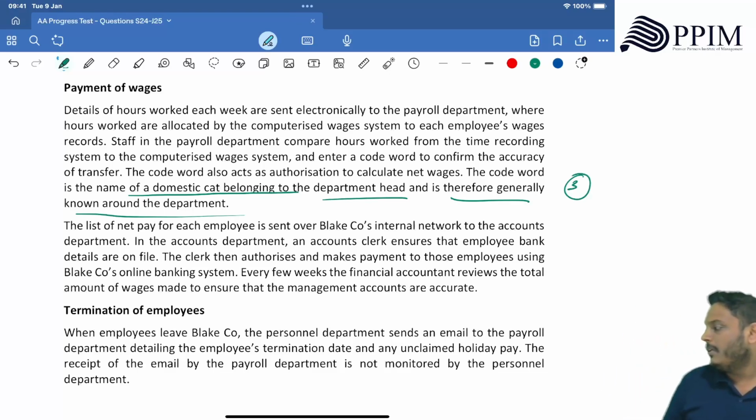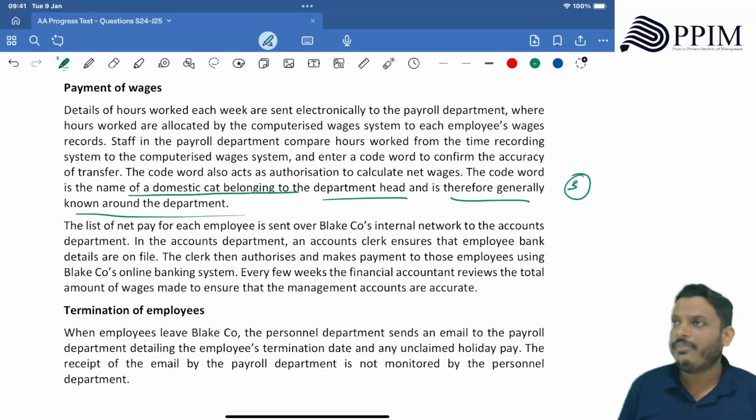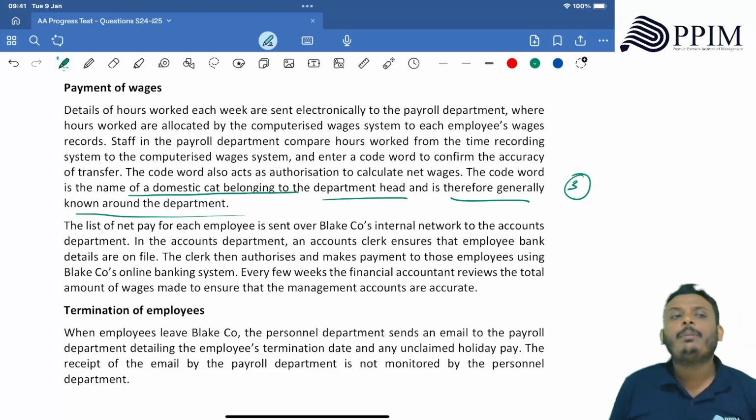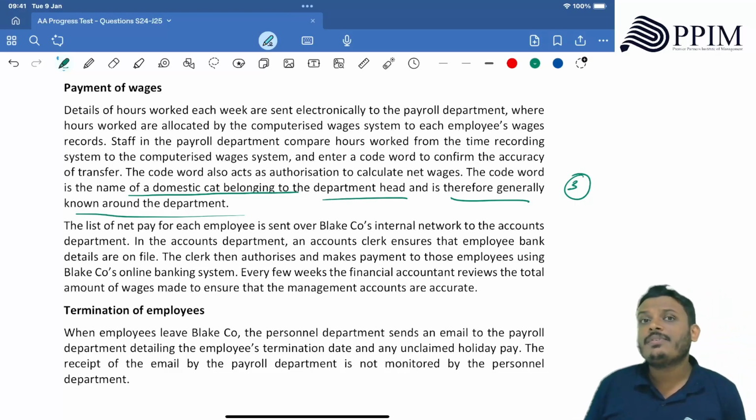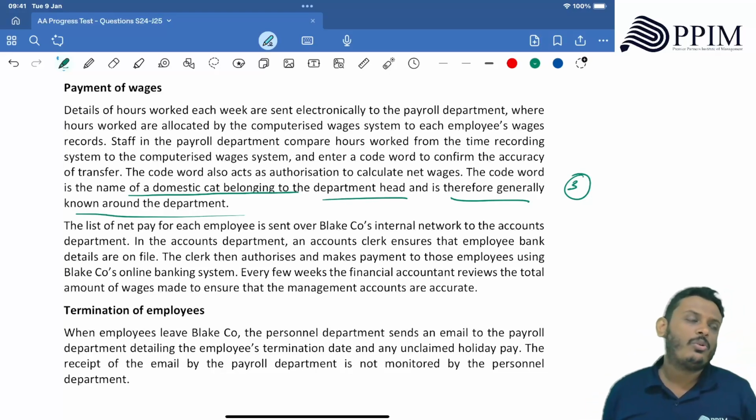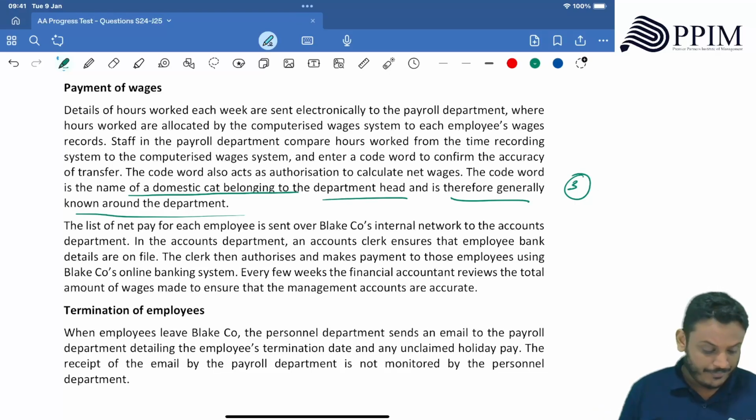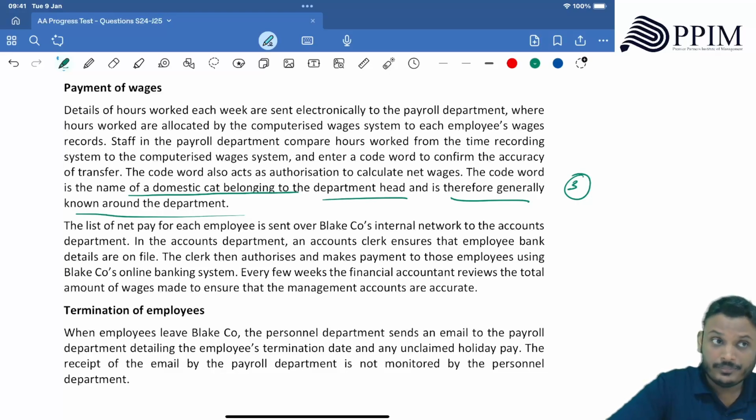For example, let's say the password of the Wi-Fi at PPIM is PPIM. Is it safe? It is not safe. It's a general control, and I can say it's a physical control. Passwords are general controls. So a password is a control, but that control is not effective here. The code word for authorization and accuracy of time worked to the wages system is the name of the department head's cat. It is not secure, so there is a possibility that fraudulent payments can be made.